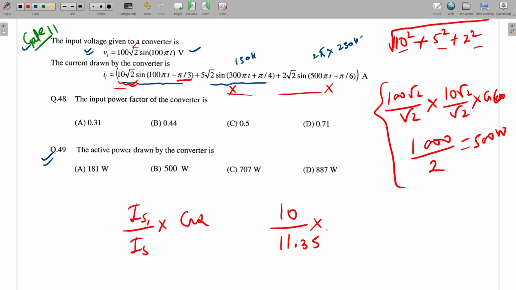11.35 into cos 60. So how much are we getting? 10 divided by 11.35 into 0.5, that is 0.44. Okay, so this will be the answer for this one, 0.44. So option B is there, 0.44, and here option B is 500 watt. Is it clear? See, this kind of question they are repeating continuously.